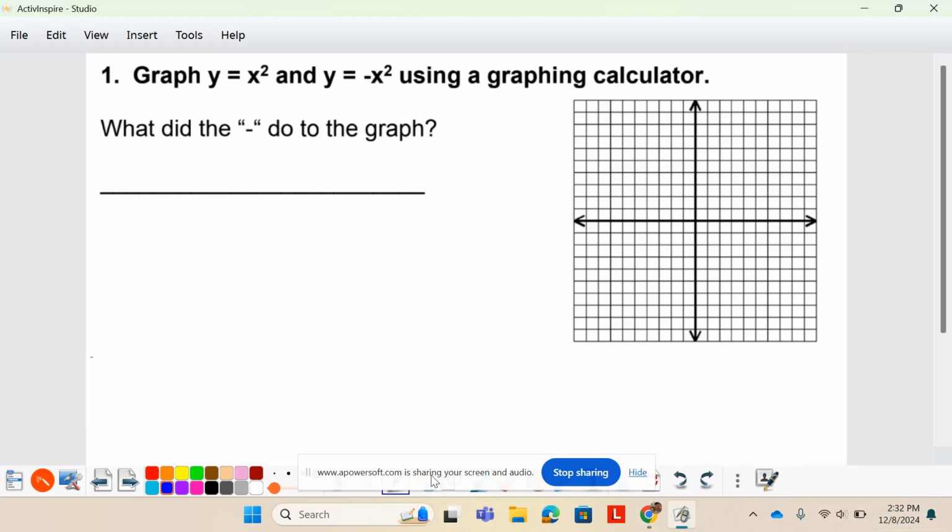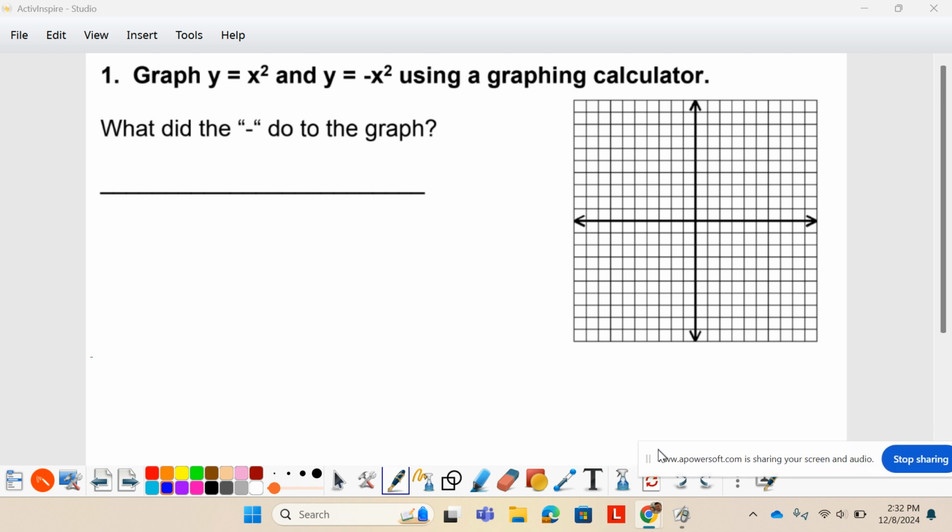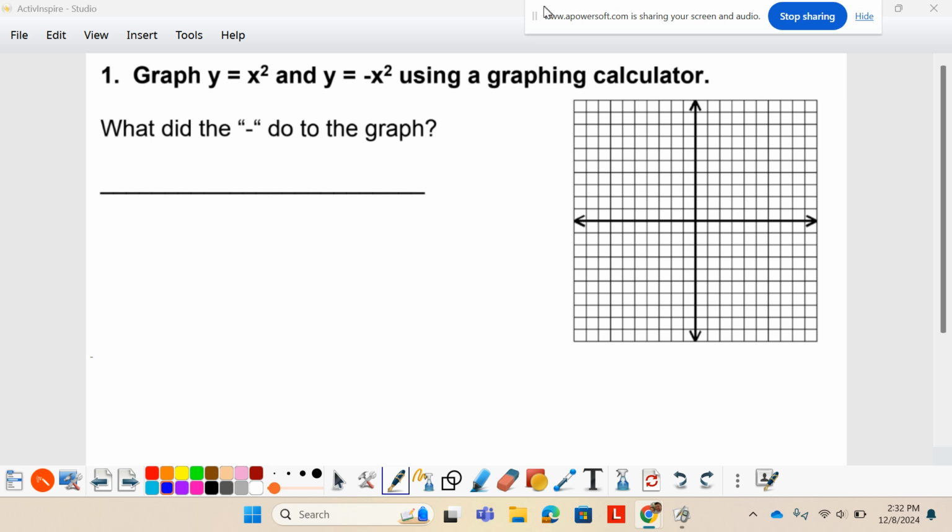Okay, we're going to look some at translating quadratics. So let me get this moved over, or I'll put it up here. On number 1, it says you're going to graph y equals x squared and y equals negative x squared using a graphing calculator. If you put that in a graphing calculator, you'll get your dot starting out there as your vertex, going generally up this way.